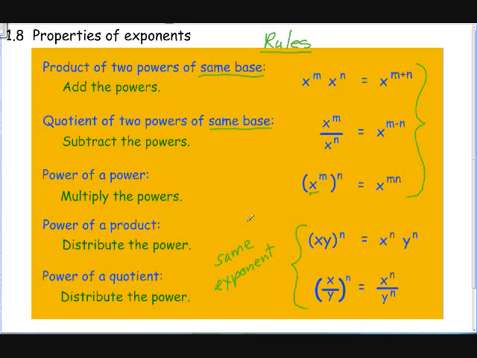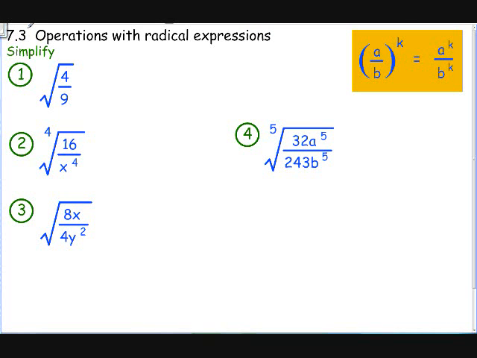Now you might want to pause this for a moment at this point and write these down. It's going to be very useful to you. Okay, ready to move on.